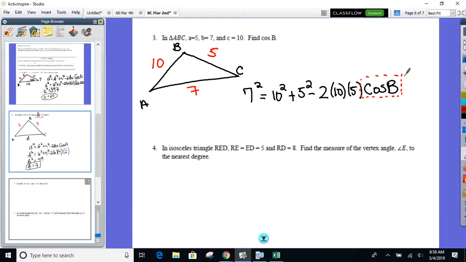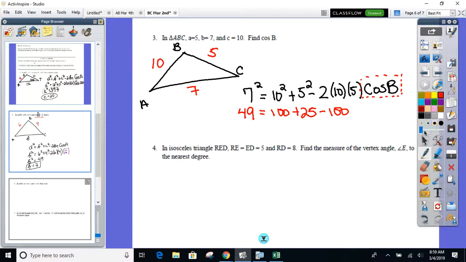Okay? All by itself. And I know what some of you are going to do right off the bat. You're going to try to do all of this right now, but you can't. This is like a variable. Watch. 7 squared, 49. 10 squared, 100. 5 squared, 25. Minus 2 times 10 times 5, 100.